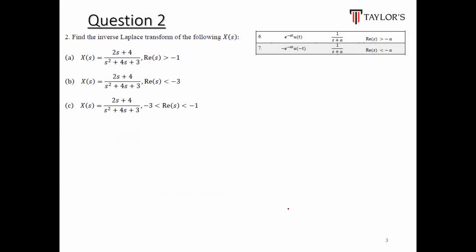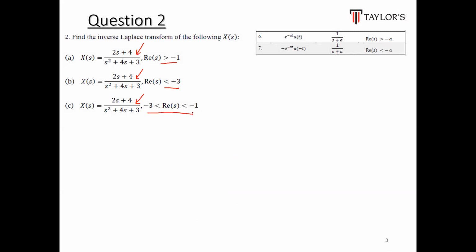All right, the next question, if you look carefully, they are actually the same questions. 2s plus 4 divided by s squared plus 4s plus 3. This is also the same. This is also the same. The only difference is the regions of convergence. So what does it mean?